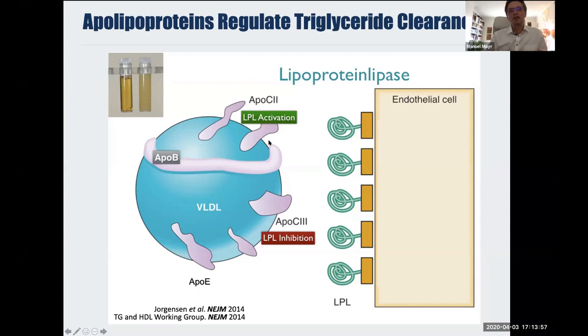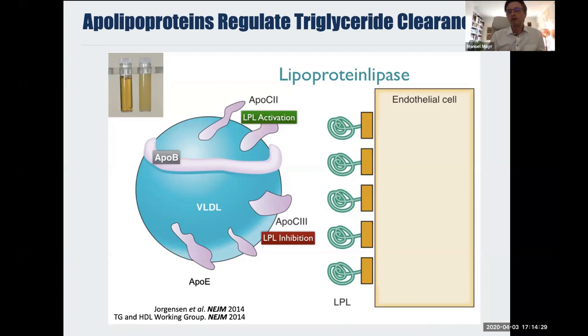And this becomes very visible if you actually look at plasma samples before and after a meal. So in a postprandial sample, you have got this turbid solution. This is because of all these triglyceride-rich lipoproteins that are circulating. But these are cleared very rapidly by enzymes such as the lipoprotein lipase to basically restore the plasma sample to a more translucent fluid. And as I mentioned before, loss of function mutations of ApoC3 have been associated with lower triglyceride levels. Again, from this schematic, this becomes obvious.